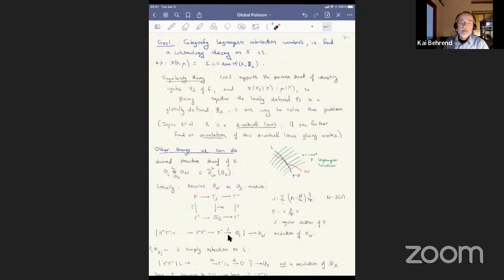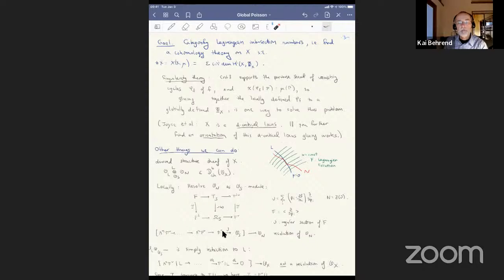The point is that this Liouville field that cuts out N is actually a section of F, because it's parallel to L. So nu is a regular section of F, meaning it cuts out exactly N as a submanifold and gives me a resolution.